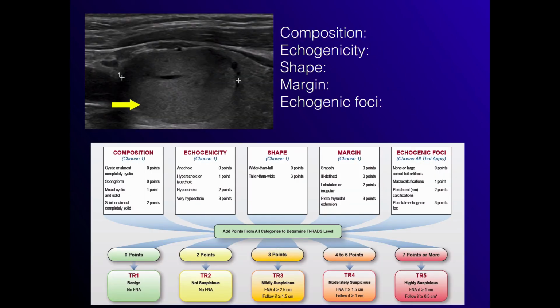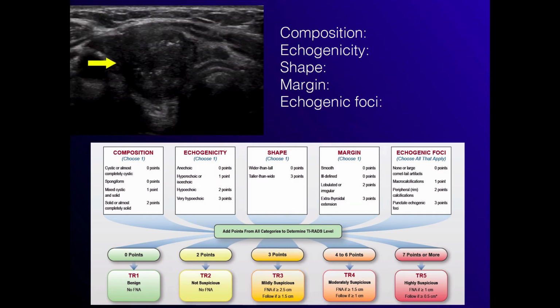So let's apply it to this nodule that we saw at the beginning of the talk. This is a nodule that's solid. The echogenicity is isoechoic to the normal thyroid. Its shape, it's not taller than wide. The margins are smooth, and it doesn't have any echogenic foci. And so this adds up to 3 points, and this would place it in TI-RADS 3, which is mildly suspicious. And according to TI-RADS 3, you only biopsy if it's 2.5 centimeters or greater, and you only follow it up if it's 1.5 centimeters or greater. So if it's less than 1.5 centimeters, you don't need to mention it in the report at all.